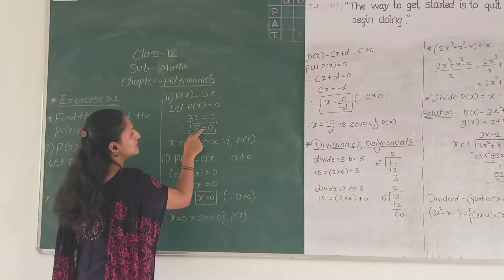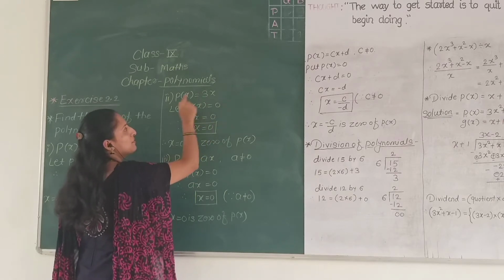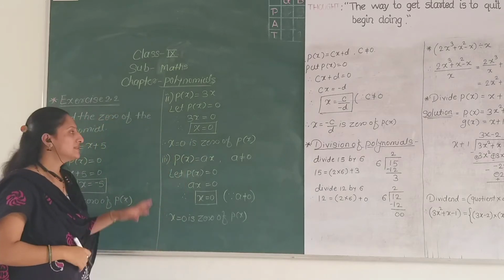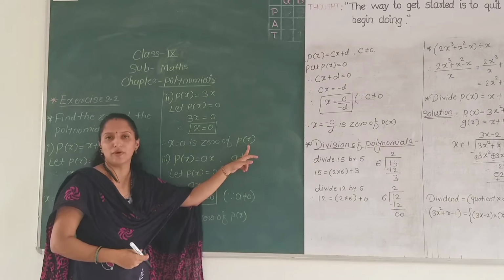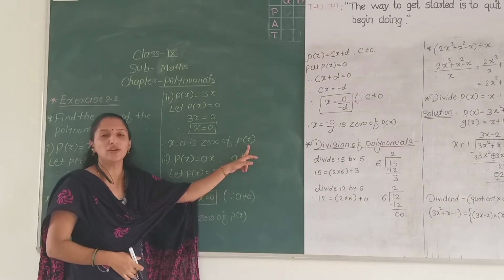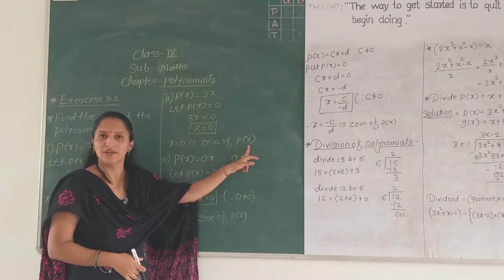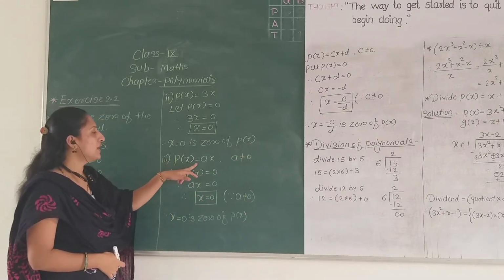Check. When I substitute x is equal to 0 here, 3 into x, value of x is 0. So 3 into 0 is 0. Polynomial becomes 0. That means x is equal to 0 is the 0 of the polynomial. It is also called as root of the polynomial or solution of the polynomial. Okay.